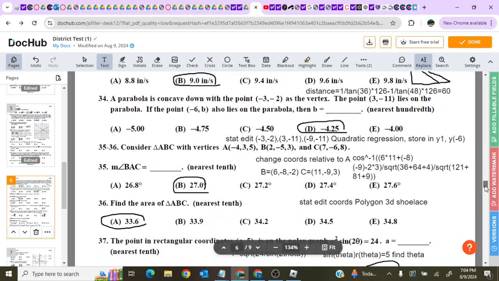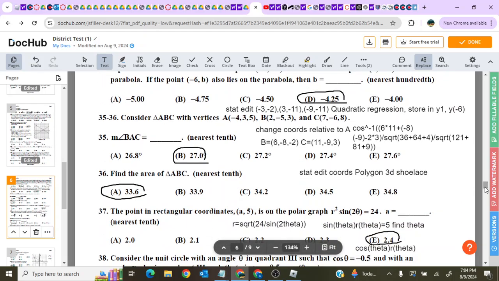35, consider this triangle with these vertices. Find the measurement of angle BAC. Well, okay. To do that, there are multiple ways you can do it. Technically, you can do different things if you want.